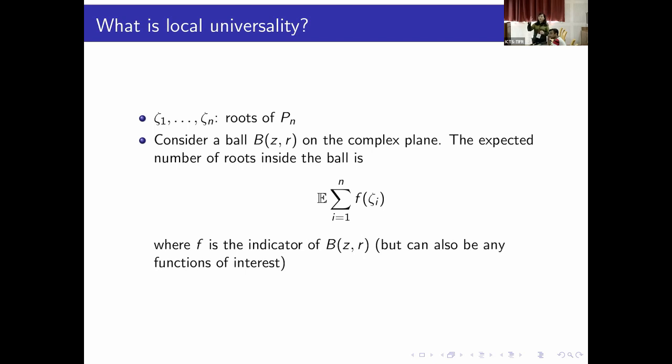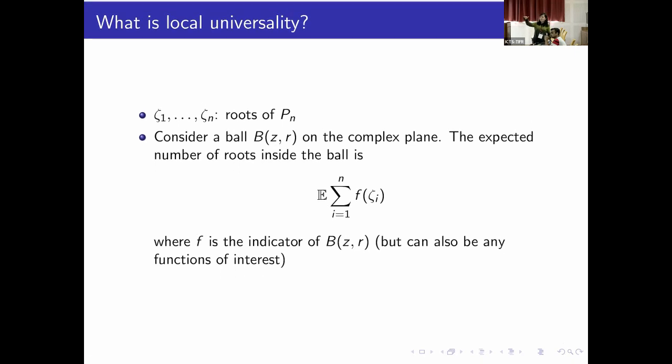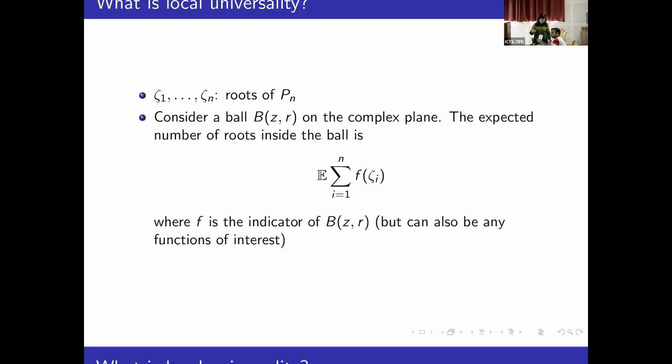You have a random polynomial, P_n. It has the roots being zeta_1 up to zeta_n. And let's say you're interested in this statistic, the sum of f(zeta_i) for some function f. For instance, f is the indicator of a ball. So that will calculate the number of roots inside a ball, center z and radius r. Of course, you can take f to be an indicator of an interval, then that will calculate the expected number of roots inside that interval. Now, that is the quantity that you would be interested in, for instance.